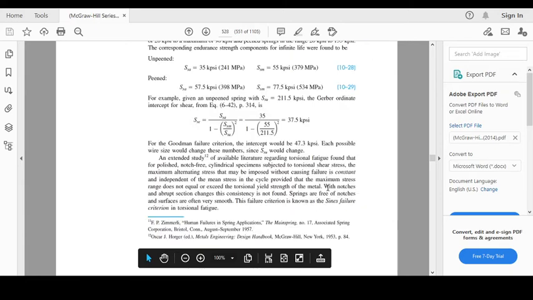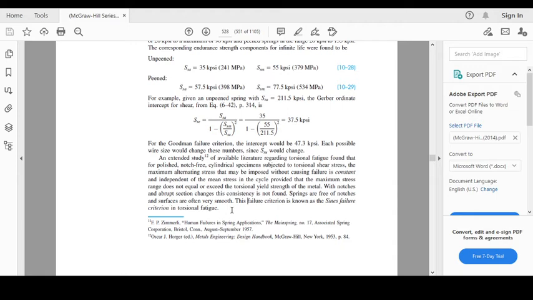So whenever you want to buy a spring, and you can physically see with your eyes that the spring has damage on the surface, you don't buy that spring. You go to the shop, you want to buy a spring, and by your eyes you see that the spring has notches, don't buy that spring. The spring will fail. The failure criterion is known as the Sines failure criterion in torsional fatigue.